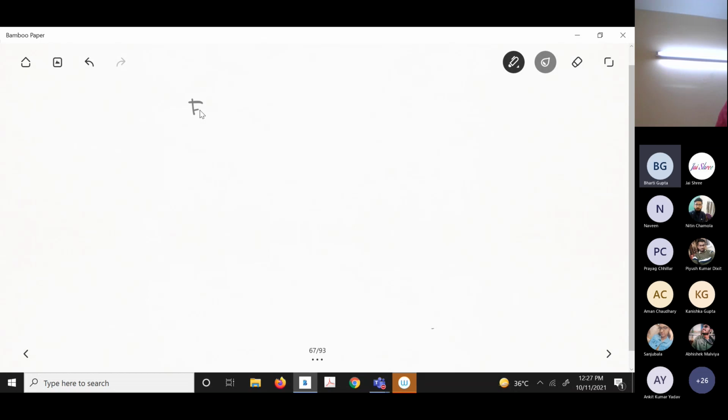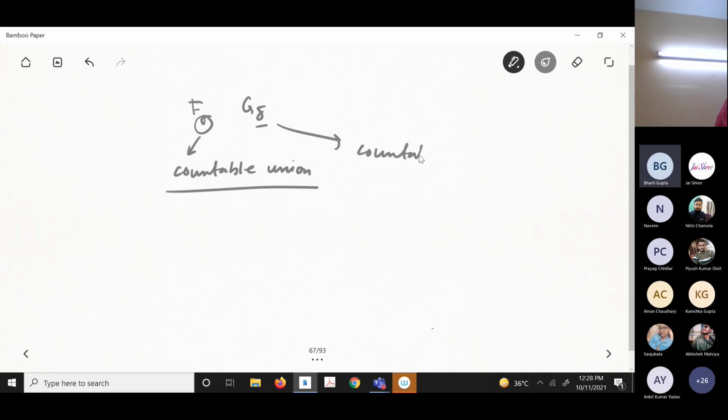Why is it called F sigma, G delta? Look here, sigma and delta. Sigma, usually in topology and measure theory, stands for countable union. Whereas delta stands for countable intersection. In measure theory, also next semester, you will be using this notation. So I have given examples of F sigma and G delta sets.